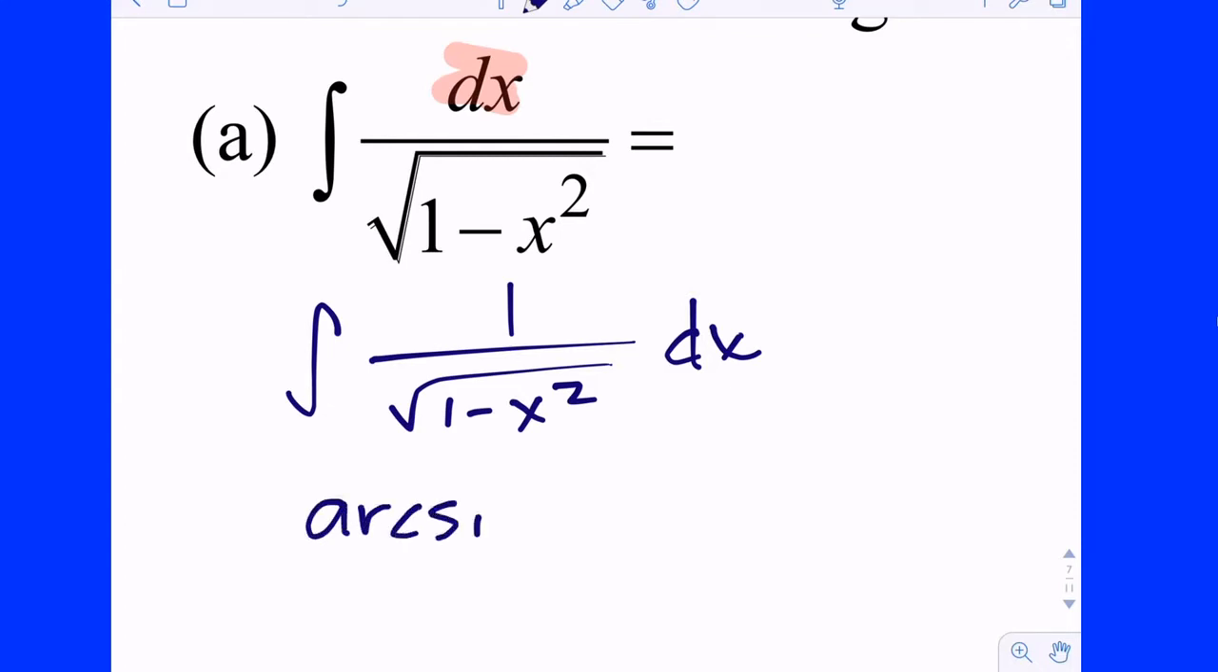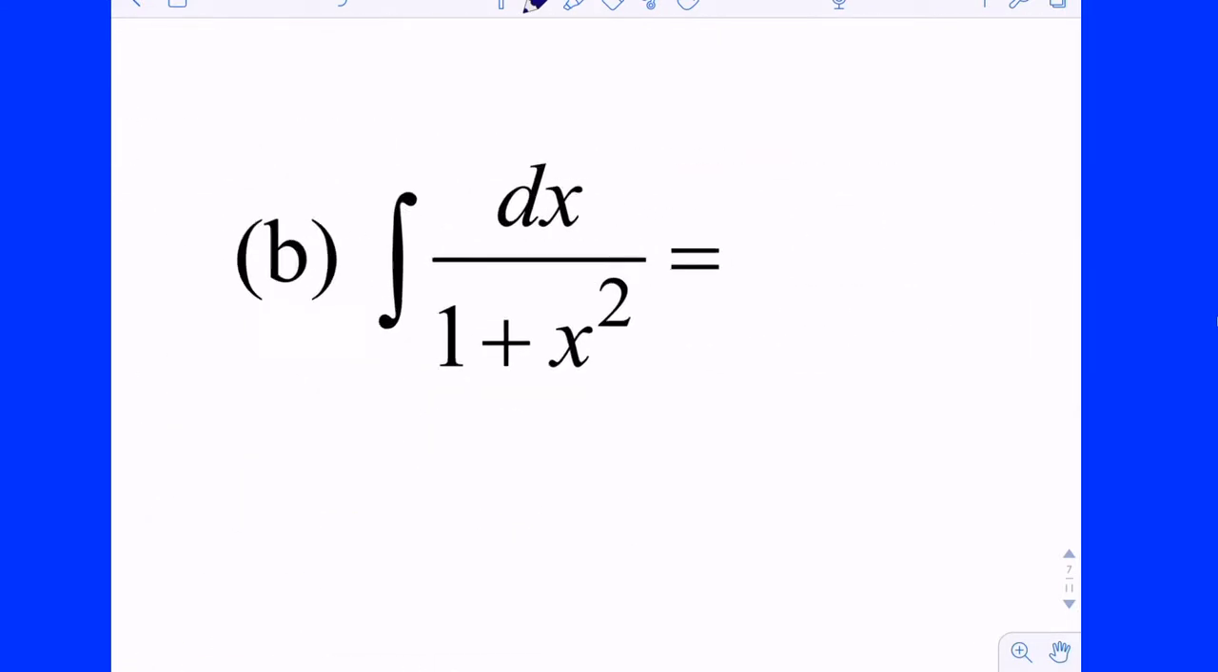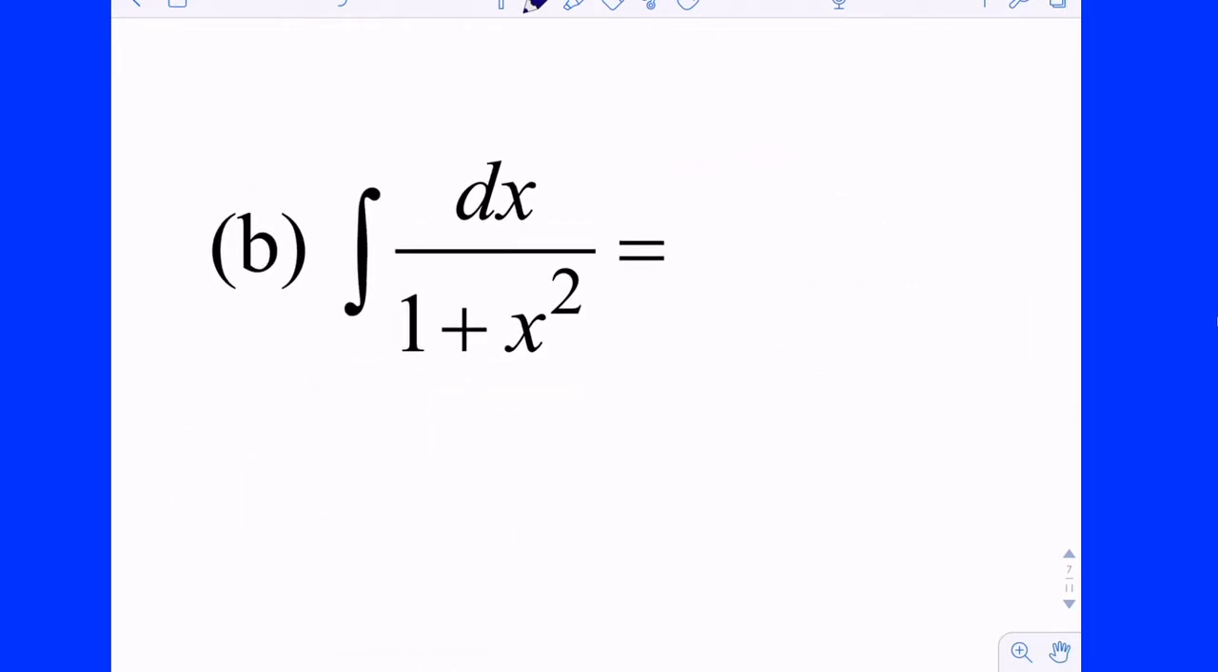Arc sine. Good. Of x plus c. So the square root of 1 minus x squared. That's number minus function under a radical. This one here, I'm not going to rewrite it, but that's the one we saw in the warm-up. That is the derivative: 1 over 1 plus x squared is arc tangent of x. And, of course, plus c.